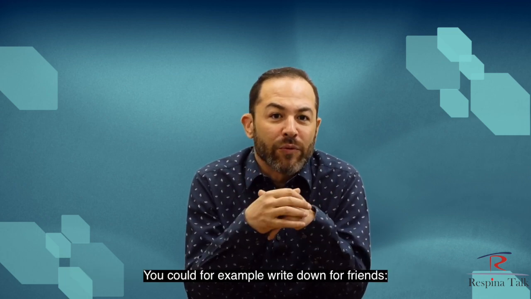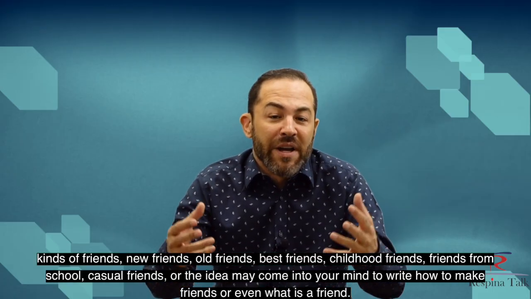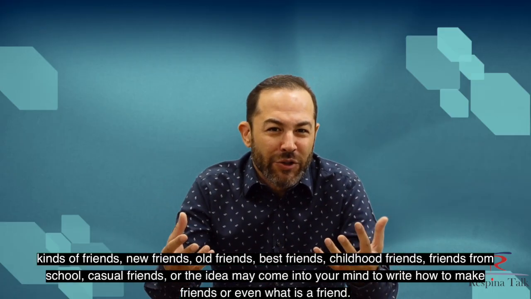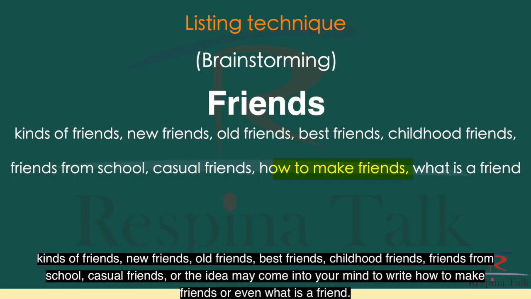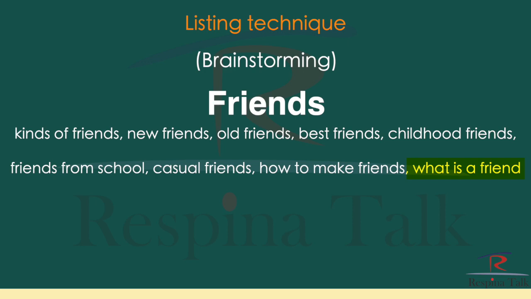You could, for example, write down for friends: kinds of friends, new friends, old friends, best friends, childhood friends, friends from school, casual friends, or the idea may come into your mind to write how to make friends, or even what is a friend. So you write down everything you can think of in your brainstorming.